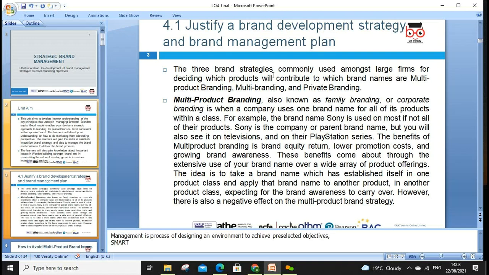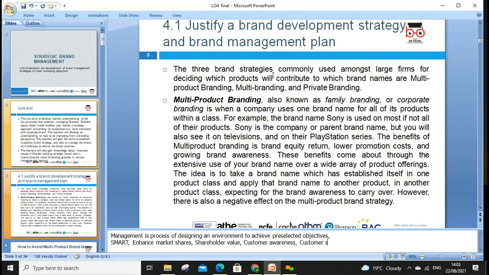So objective, what sort of objective? SMART. So we said SMART objective. What will be the SMART? Specific, measurable, achievable, realistic, and time bound. So an objective can be to enhance market share, or shareholder value.